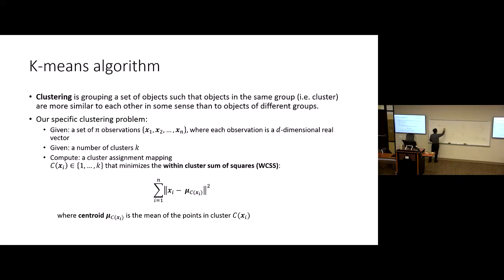We need the hyperparameter k. So k indicates how many clusters we want to obtain from the observation data. You have n data points, and first you decide how many clusters you want to give. This is an integer, so in our case, it's 3. I'm going to make 3 clusters.